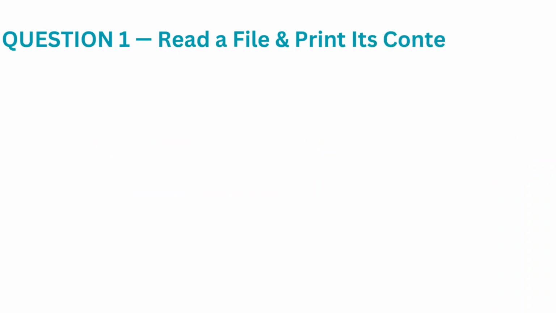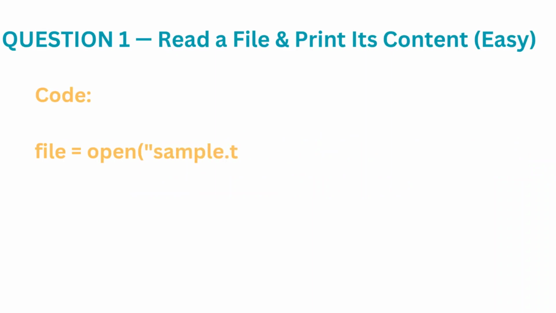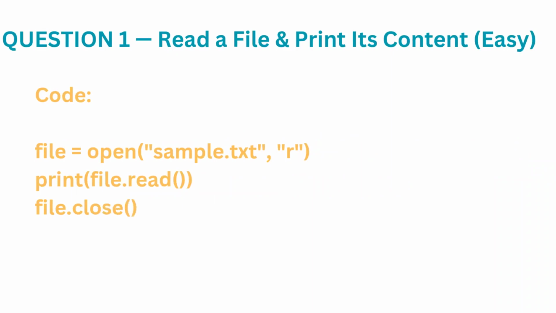Question number 1 is read a file and print its content. For solving this problem, we have to use the open function in read mode and print its text. And also we have to use the close function that ensures safe resource handling. So the code will be file equals open sample.txt, r is used for read, and print file.read, and file.close. So this code will read a file and print the inner content.